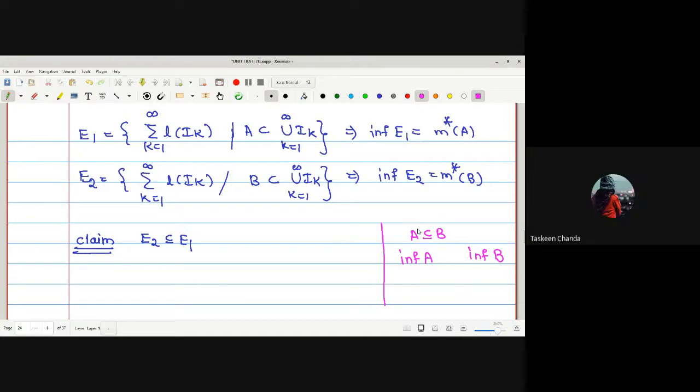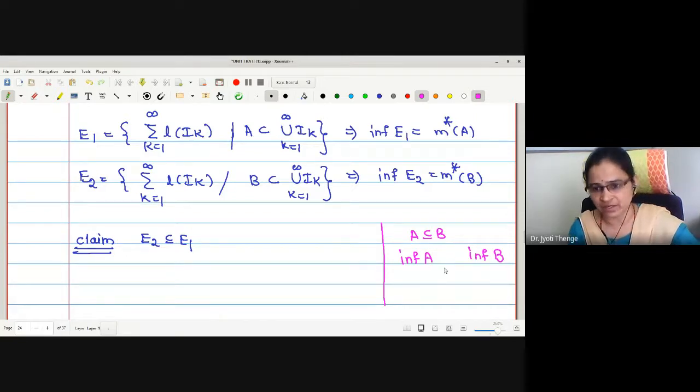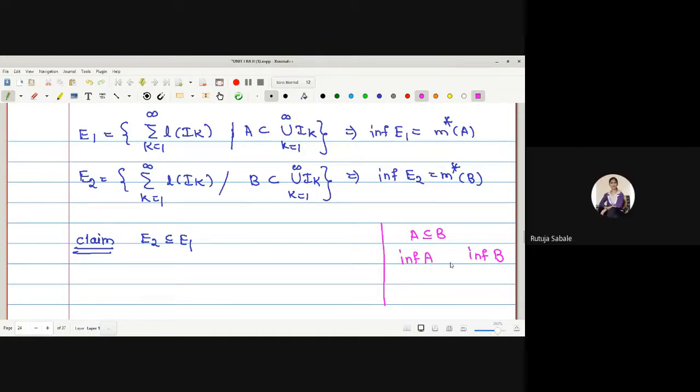If A's infima is less, here you tell me what should I write? I think you are seeing my screen. A is contained in B. I want a relation between infima A and infima B. What should I write? Should I write less equal or greater equal? Less equal, ma'am.